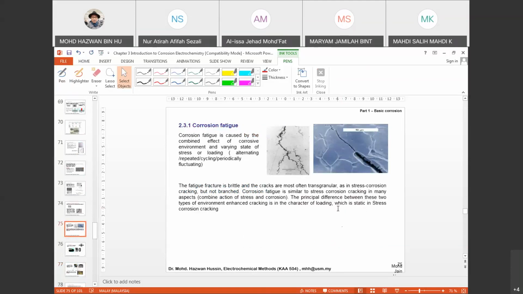Corrosion fatigue is basically the same concept as stress corrosion cracking, which means you have a tensile stress applied to the material and at the same time a corrosive environment. But the difference is that you have a different amount of stress being applied to the material. Not like stress corrosion cracking where you have a uniform or static tensile stress. For corrosion fatigue, normally the stress or loading amount will always be varying.